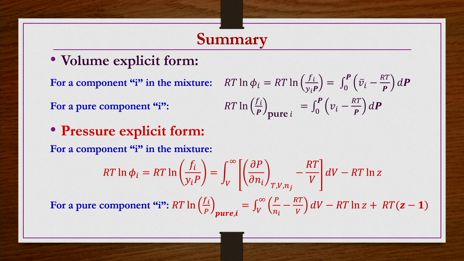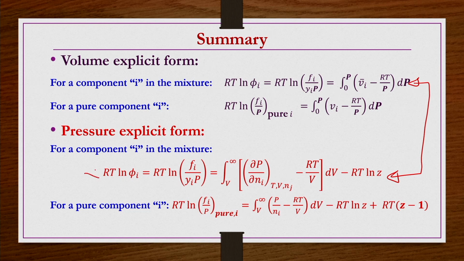Okay. So, whether you use this equation or this equation, you get the same answer. Sometimes equations of state are such that you can write them in either volume explicit form or pressure explicit form. Most equations of state are available in pressure explicit form, so it is more convenient to use this expression. Similarly, for pure components also, whether you use this equation or this equation, you will get the same f pure I expression.